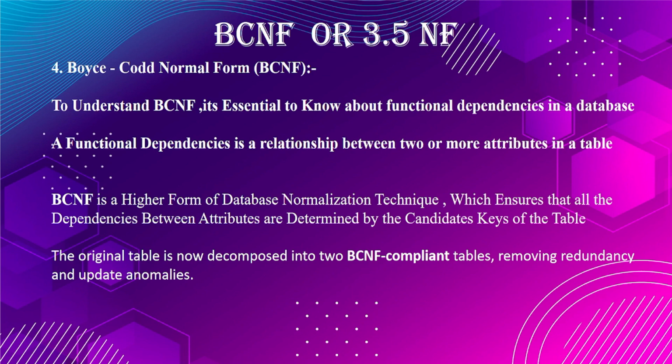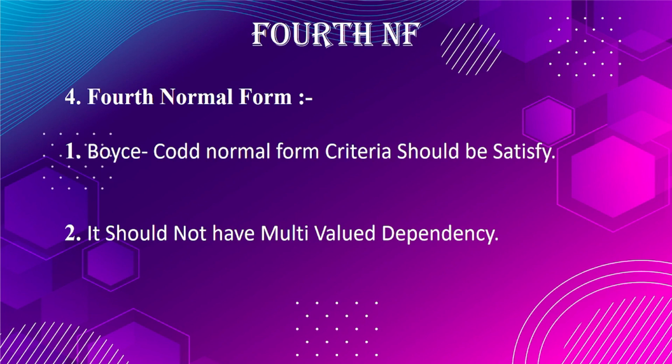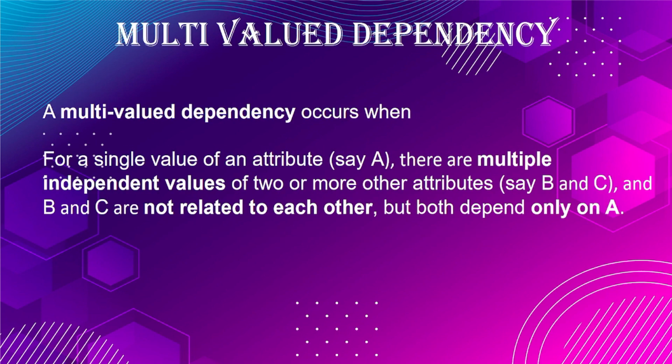And now in today's tutorial guys, we will talk about fourth normal form. So the first point says Boyce-Codd normal form criteria should be satisfied and it should not have multi-value dependency. As the name suggests guys, one column cannot depend on multiple columns. So let's understand what multi-value dependency means here. For a single value of an attribute, say A, there are multiple independent values of two or more other attributes, say B and C. Here I am talking about the columns. And B and C are not related to each other but both depend only on A. So this is the definition of multi-value dependency.